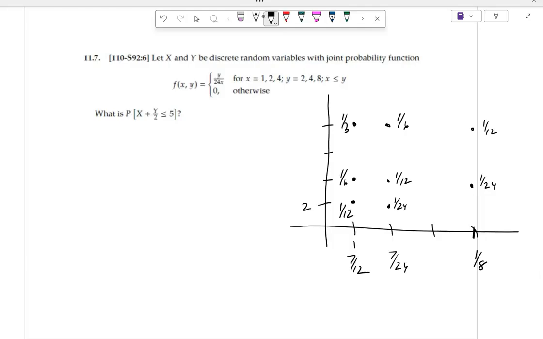Because remember, again, to get the marginals for each individual x value, you add across all the possible y's. Do the same thing across for the y's. You would get 1/8 here. Again, for 24ths, you should get 7/24 here. And you should get 7/12 here.